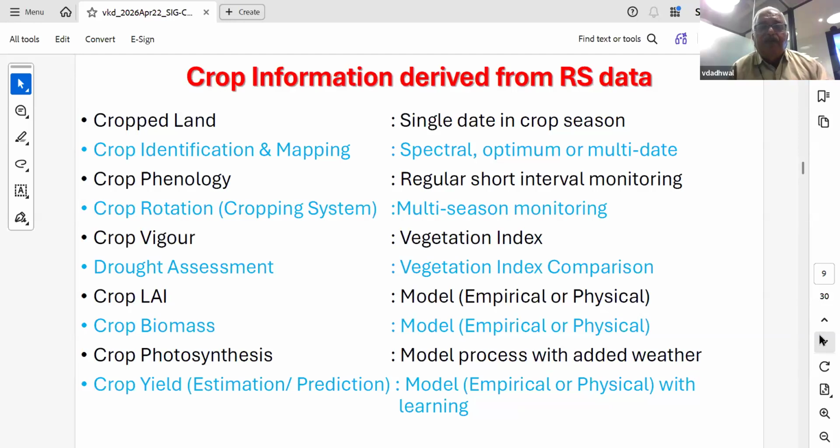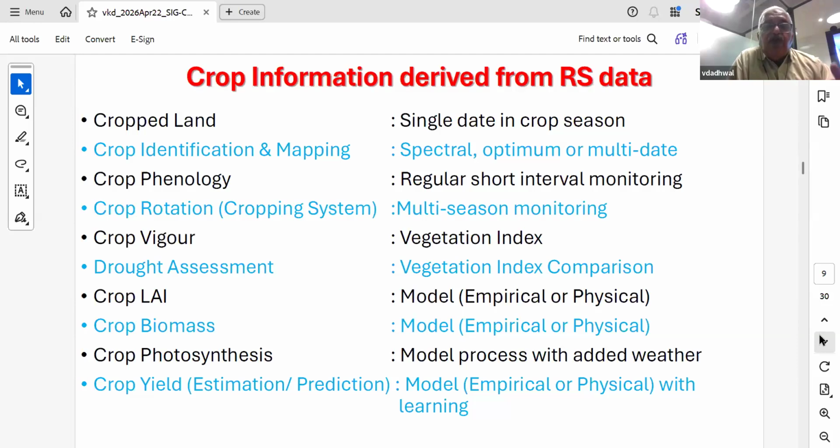The third information is crop phenology. Crop phenology tells when you sow the crop, when it becomes green, when it gets mature, and harvest. So you require short-interval repetitivity of the satellite data. Then the next information is crop rotation or cropping system. If you follow the same point over 1 year, over multiple seasons, crop identification and phenology get upgraded to a crop rotation or cropping system. These are all discriminant based, right?